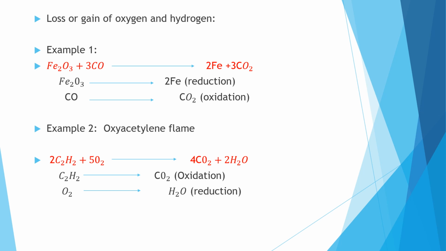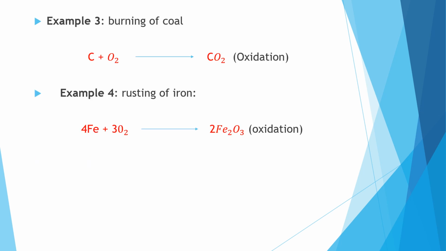known as reduction. In next example, burning of coal, carbon combines with oxygen to give carbon dioxide. Addition of oxygen takes place and the process is oxidation. Here, another example is rusting of iron, which does not involve burning. Iron, Fe, reacts with oxygen to give Fe2O3, which is the formula of rust. Oxygen is added to iron and the process of oxidation takes place.